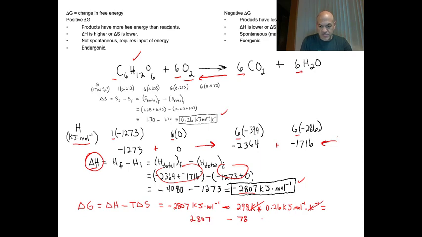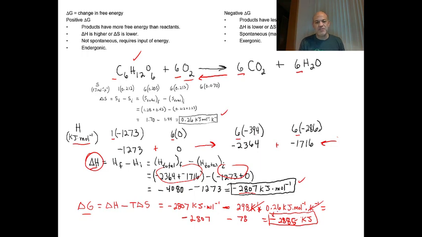2807. And when you're done, it's negative. So a negative and a negative, you add them and you still get a negative. And you're going to get about negative 2884 or so. Okay, so this answer right here is your free energy.